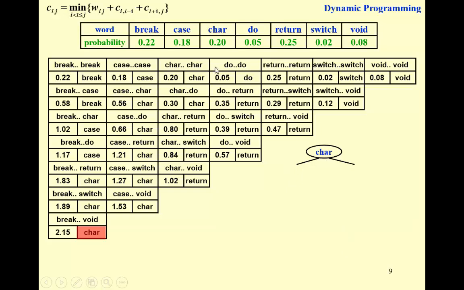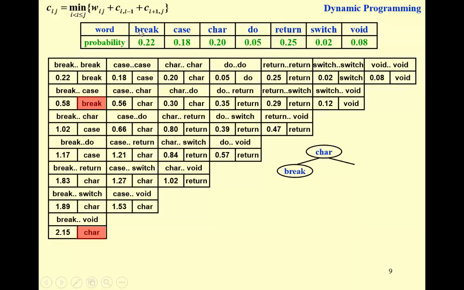All right. Then let's check the input. This is the position for char, and char will divide the problem into two parts, where its left subtree contains break and case, and its right subtree contains from do to void, right? Okay, what we do next is we look at this table and search for the result from break to case. Here, we know that the optimal solution for this subproblem is that break is going to be the root.